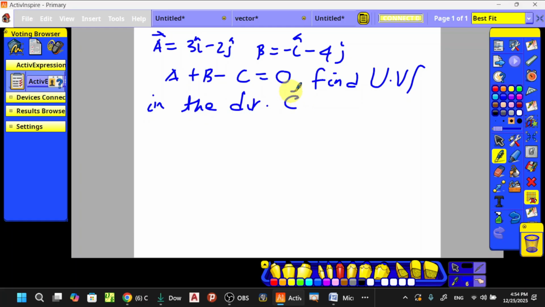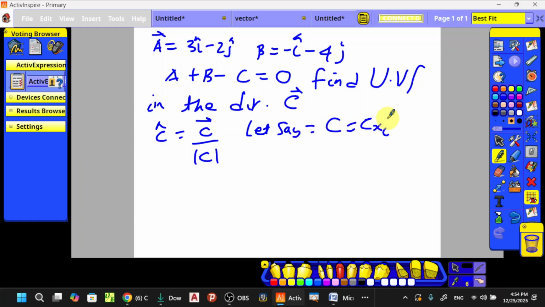So the first thing you need to know is that you have to find c first. You have to find c, and the unit vector c is equal to the vector c over the magnitude of c. This is the formula for the unit vector. But what is c? Let's say c is equal to cx in the i plus cy in the j.